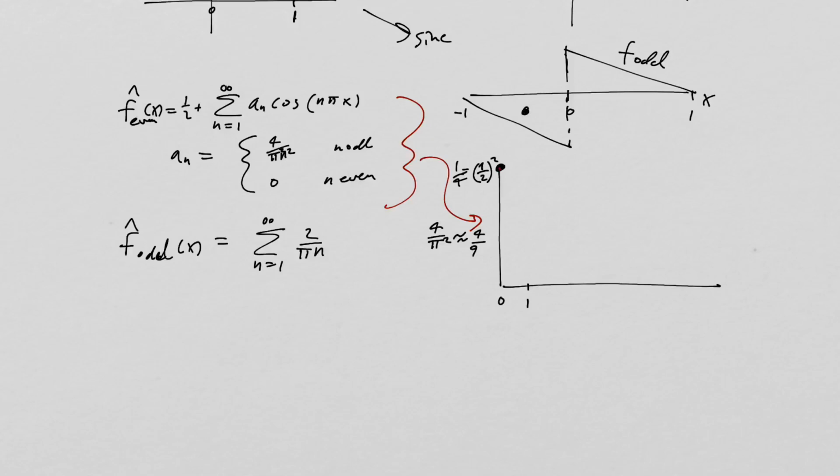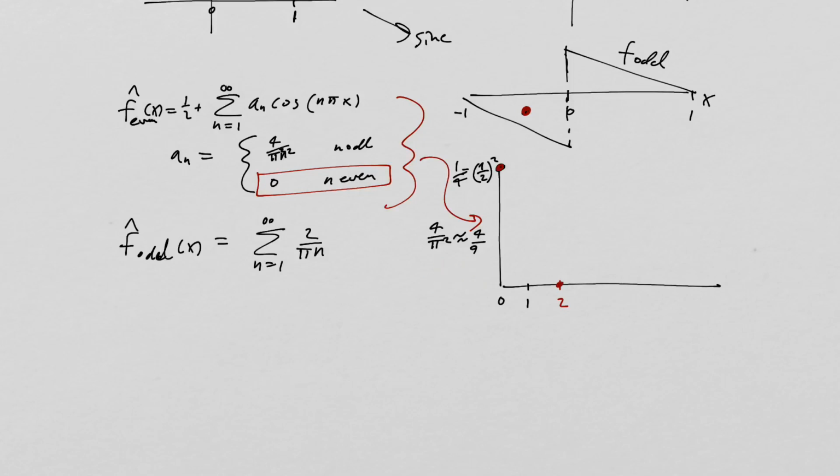Oh, I said I was going to do these in red. Let me do those in red, okay? And then if I go to 2, it's going to be 4 over pi squared times 4. Right, so we're going to get down to about 1/9-ish. Oh, actually, I'm sorry, back up here a little bit. That's not quite true, right? Because the even terms are all 0, right? So actually, where is my point? It's going to be right there.